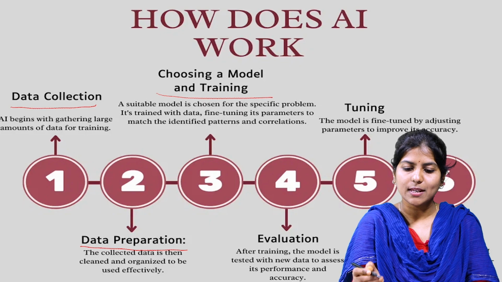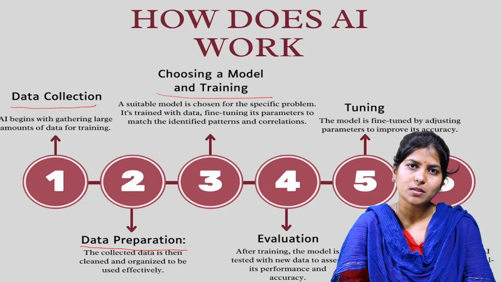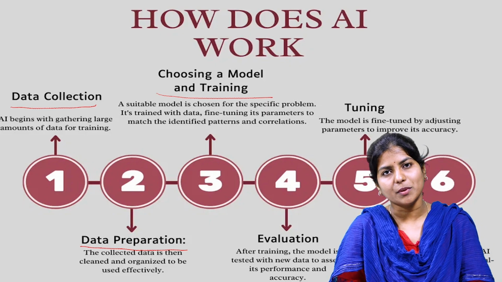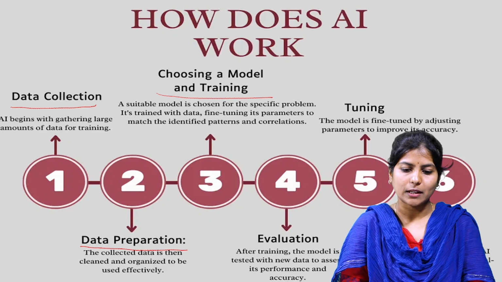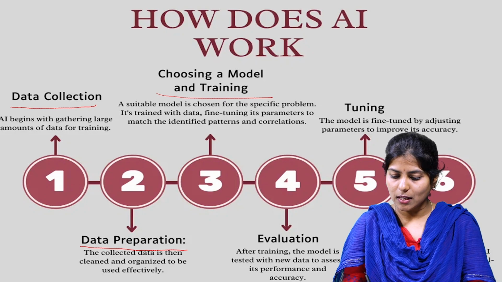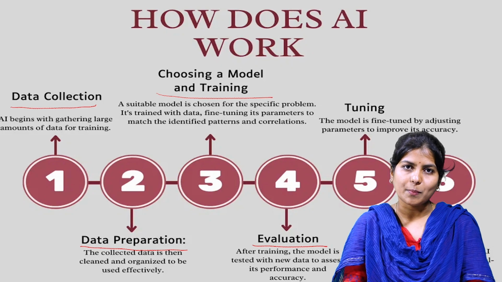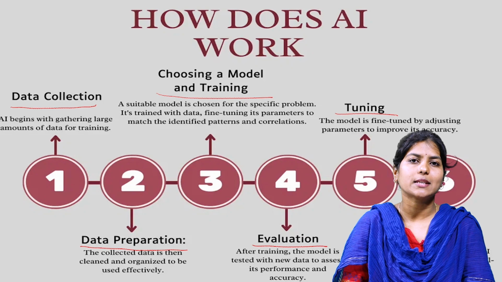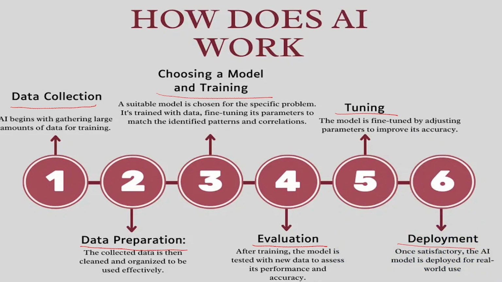And next is choosing a model and training. Here we have to choose the perfect algorithms for training purposes. There will be different types of machine learning algorithms and deep learning algorithms. Based on the type of algorithm, we have to train the model. Next is the evaluation, which we can also call testing. The testing process should be done after training the model. Next is tuning, or we can call it validation. Validation has to be performed after testing. Next is deployment. This is the final stage of this AI.